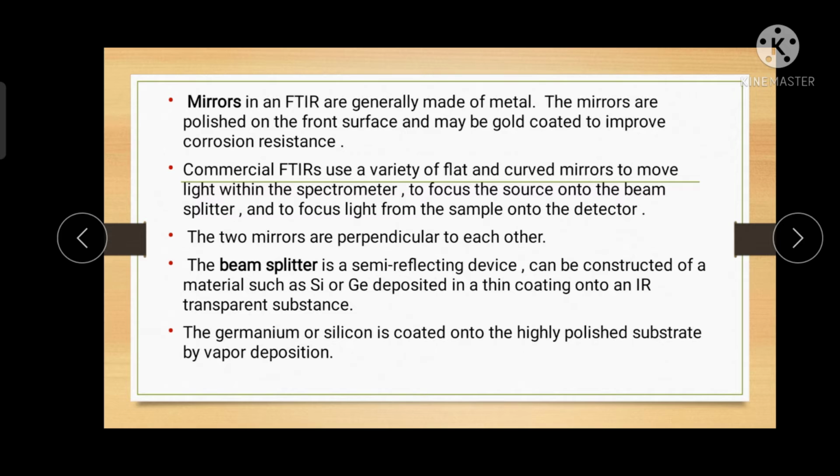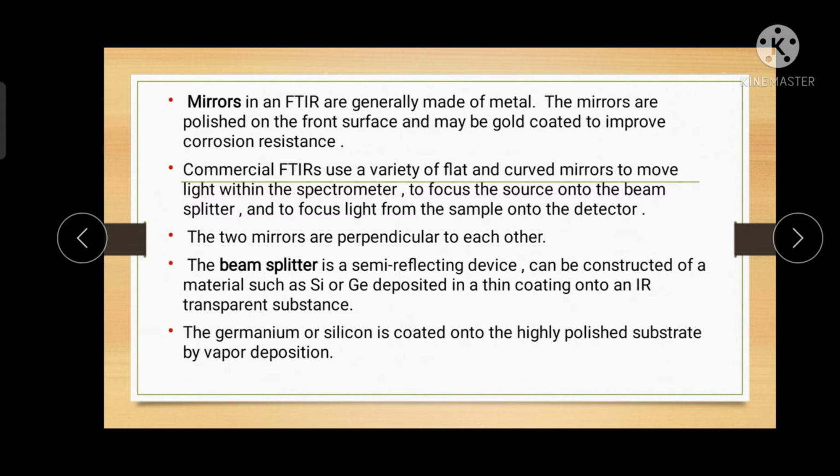That means the mirrors are used at different positions in order to focus the beam on a particular device or system. So in FTIR spectroscopy, a variety of flat mirrors and curved mirrors are used, and these mirrors are used to focus the source onto the beam splitter. That means the radiation beam emitted from the source is focused onto the beam splitter, and this is done with the help of these mirrors.